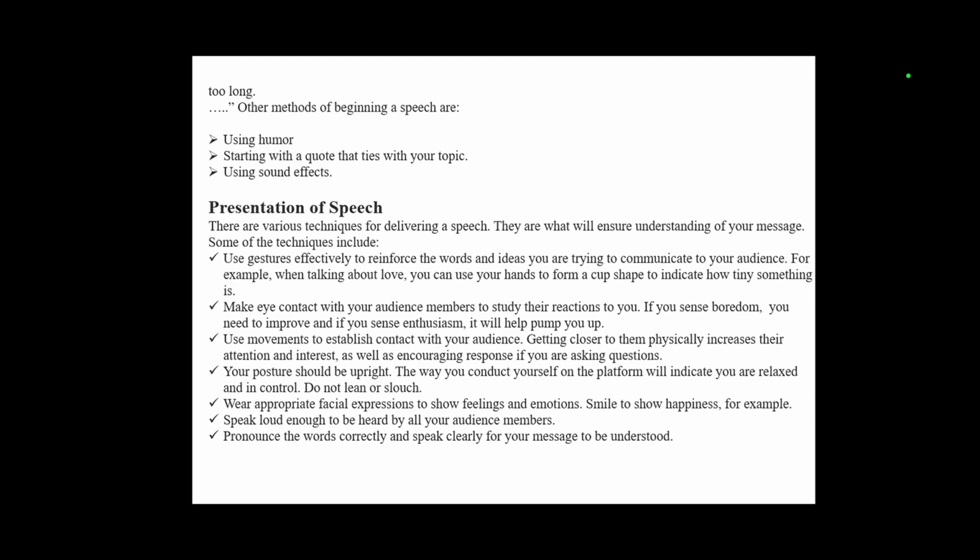Your posture should be upright. The way you conduct yourself on the platform will indicate you are relaxed and in control. Do not lean or slouch. Wear appropriate facial expressions to show feelings and emotions. Smile to show happiness, for example. Speak loud enough to be heard by all your audience members, pronounce the words correctly and speak clearly for your message to be understood. Pause at key points to let the message sink in.